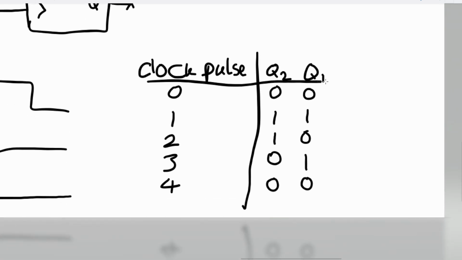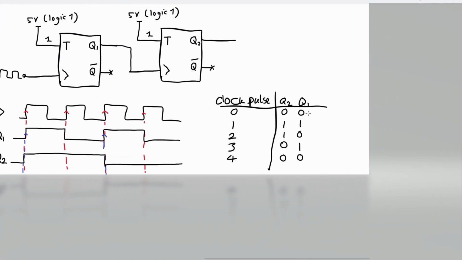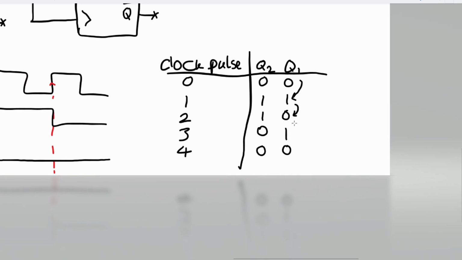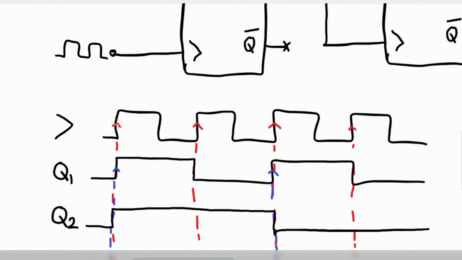Now you can see that it's starting at 0, and then it's counting down in binary, which is not what we want. So let's try, if we put a NOT gate here, let's see if this works.